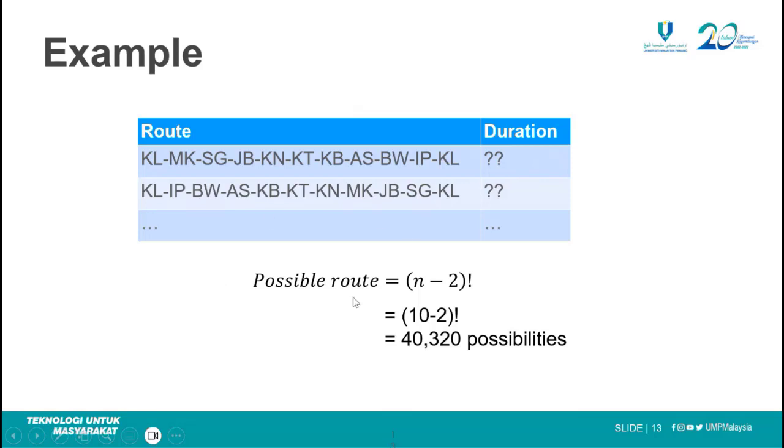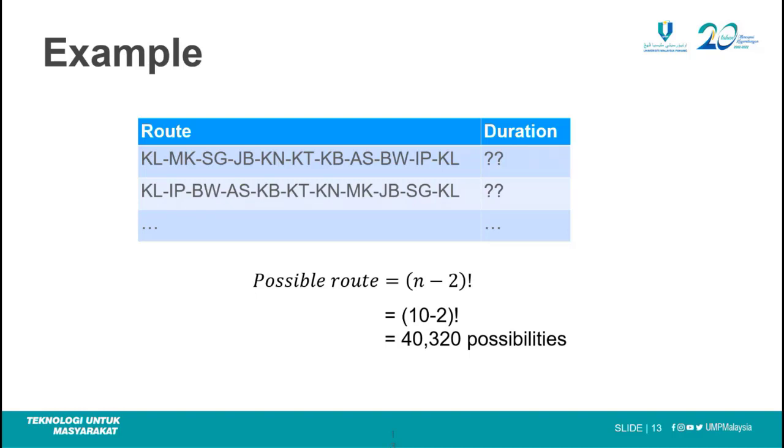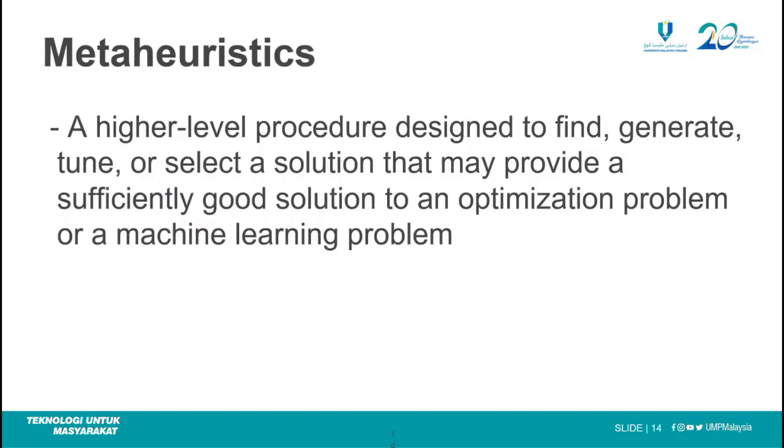And for this problem, the possible routes are (n minus 2) factorial, which is equal to roughly 40,000 possibilities. So if we want to calculate manually, there are that many possible routes that we need to calculate if we want to solve this problem manually. So it's quite a repetitive task and quite difficult for us to solve this problem by using a manual or traditional approach.